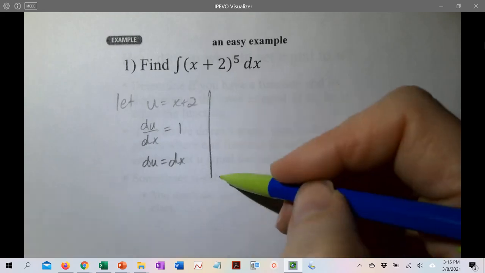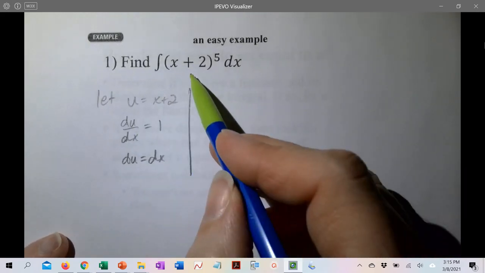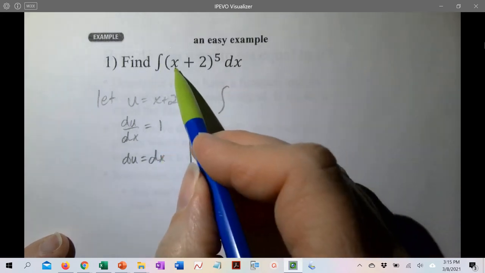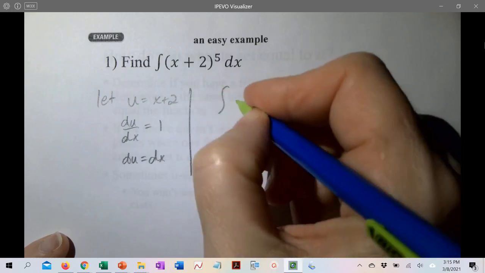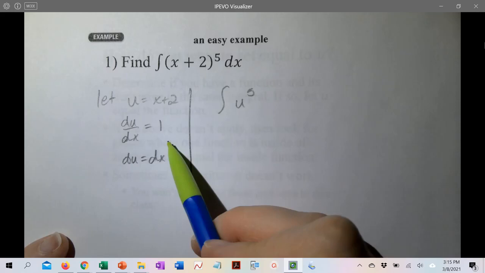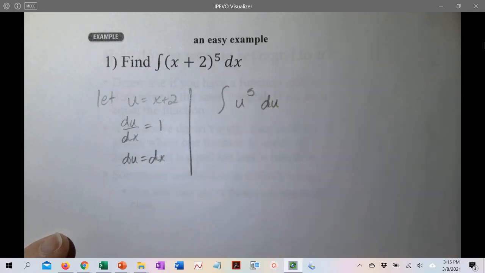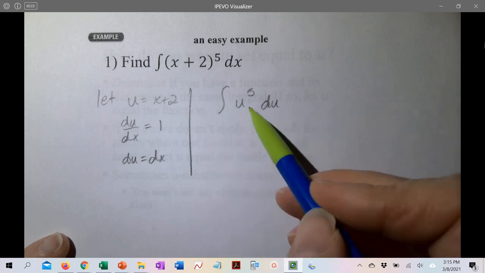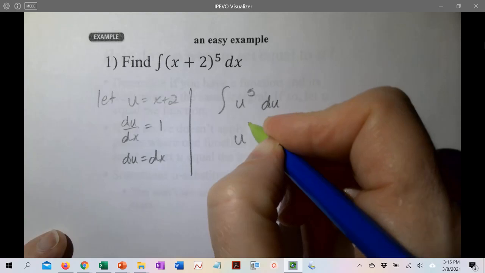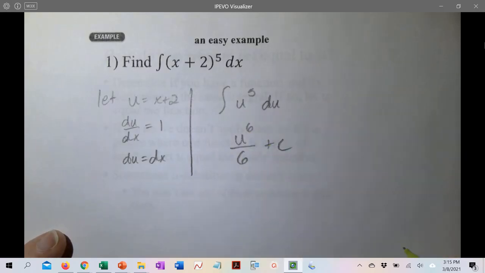Okay, I'm just going to draw a vertical line here because that's all part of my little menu. Now I'm going to make some substitutions. So I'm going to have the integral, right? Repeat my integral sign. And then instead of x plus 2, I'm going to write u to the 5th power. And now, instead of dx, dx is the same thing as du in this case. So I'm going to write du. Now I just find the antiderivative of u to the 5th power. So that would be u to the 6th power divided by 6 plus c.